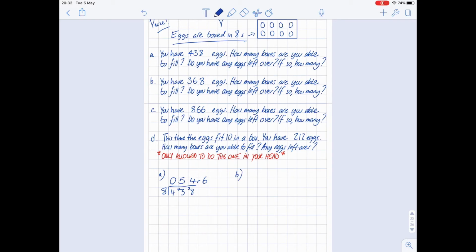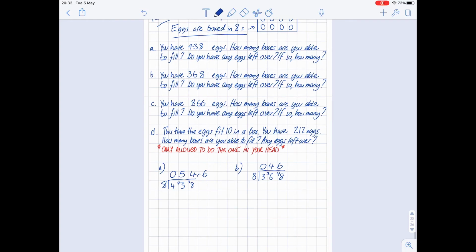B, I'm splitting 368 eggs into boxes of 8. Let me do this one. That would be 32, so I've got 4 left over. How many 8s go into 48? It's 6. So that time, I can fill 46 boxes, and I haven't got any eggs left over.